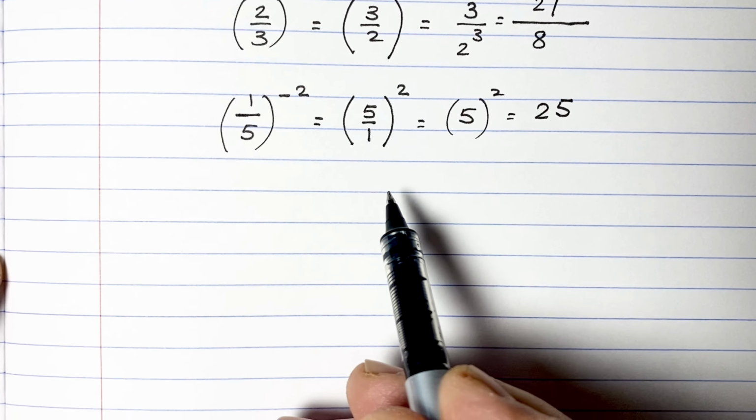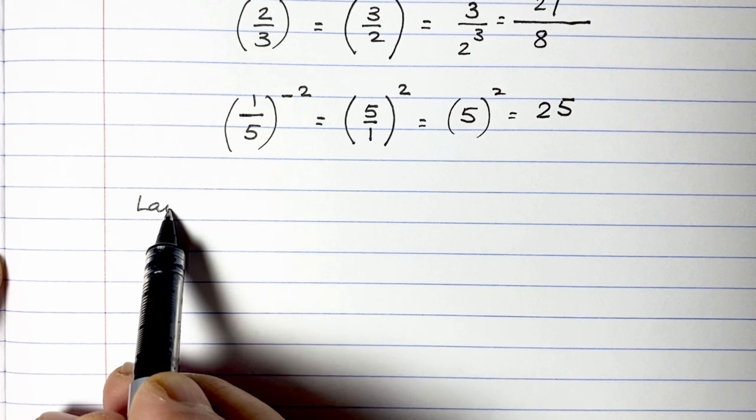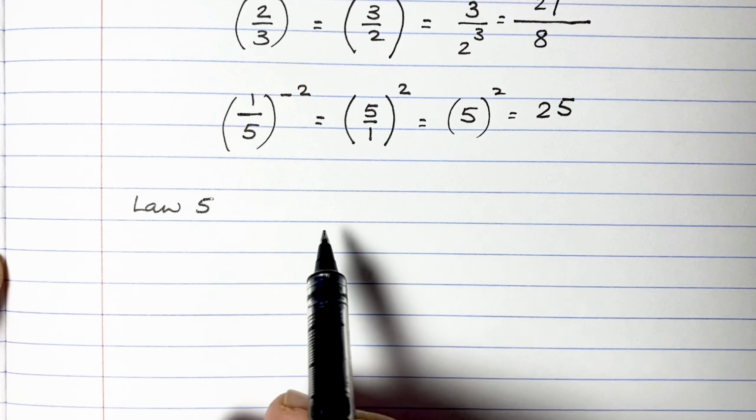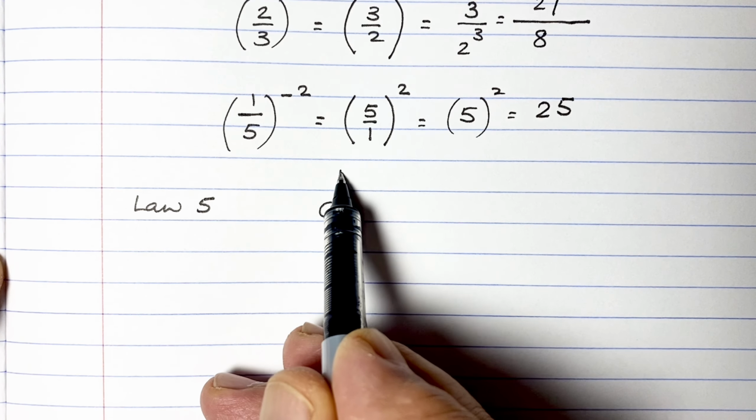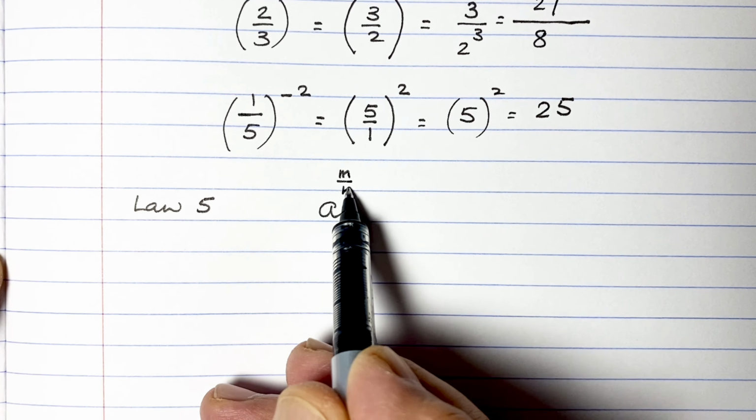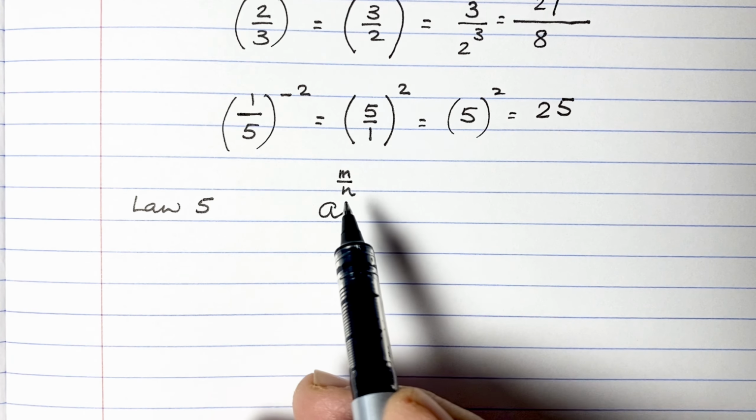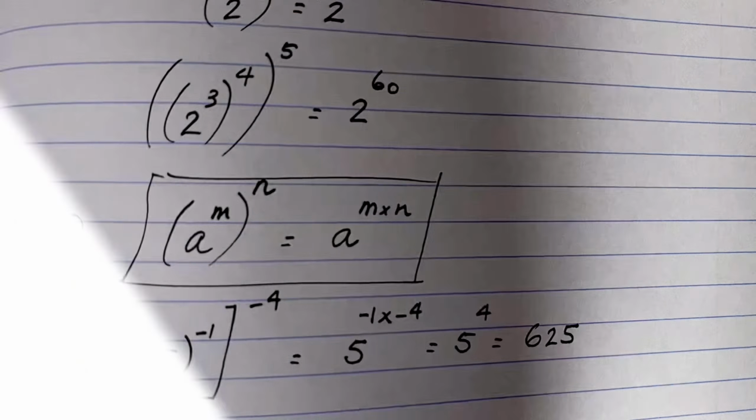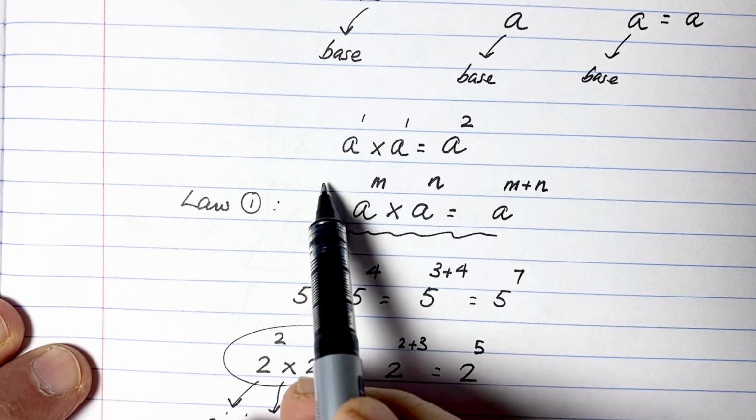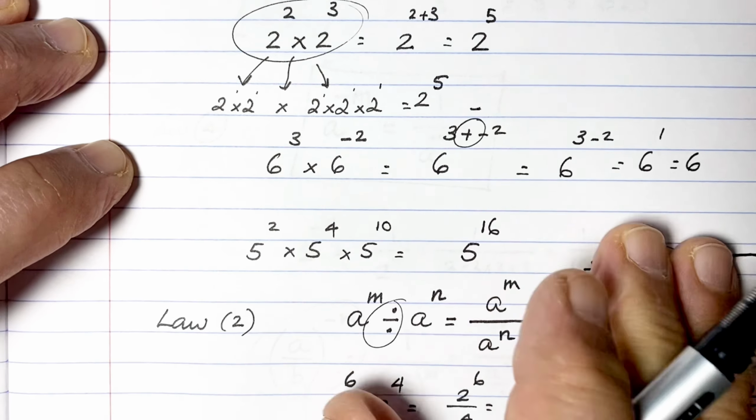Let's go to law number 5 now. Law number 5 is when your base has a fractional power. Do not mix this with law number 2. Let me show you law number 2. That was law number 1. And law number 2 was written here.